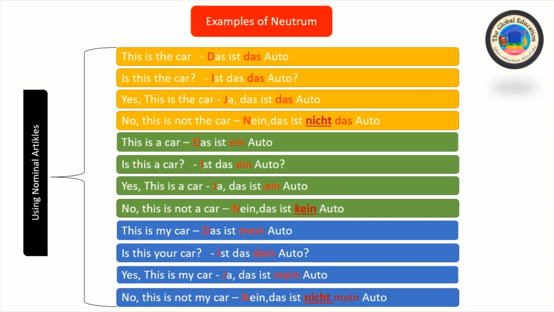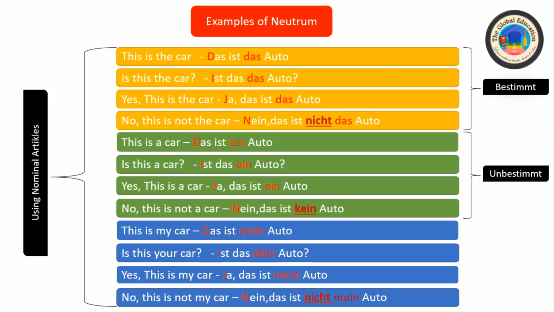So this is for the nominative case. Here we do not use any verb, like kaufen or fahren, not any verb. It means nominative case. First is the bestimmt article, because we use the, like das, second is the unbestimmt article, like we use ein Auto, and last is the possessive, like we use mein, dein, and so on. And next we will discuss the accusative case.